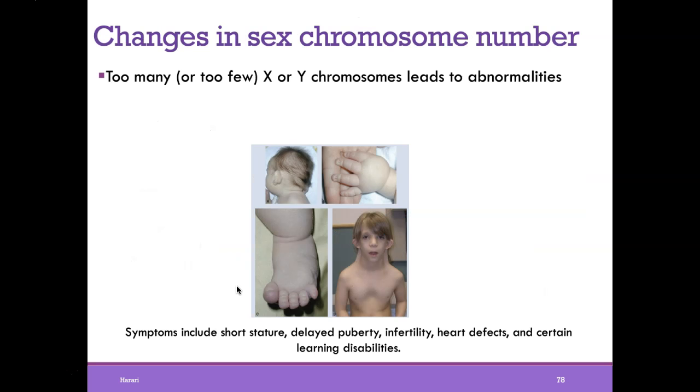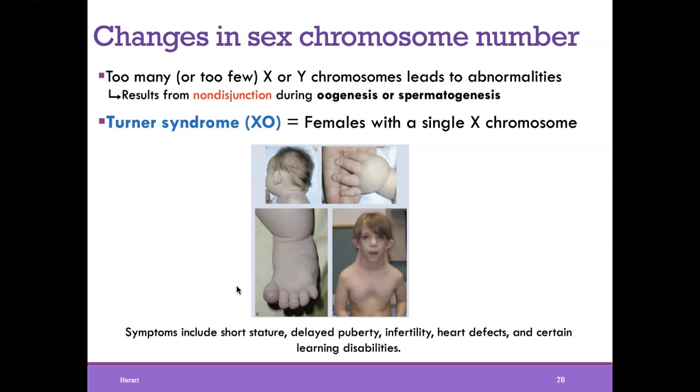You could also have changes in sex chromosome number. So you could have many copies of an X or a Y chromosome, or too few, and that can also lead to abnormalities. Turner syndrome is an example of a disorder that affects 1 in 2,000 females, where you're missing an X or a Y chromosome. You only get one X chromosome. So Turner syndrome is XO. They're still considered females because they have an X chromosome.